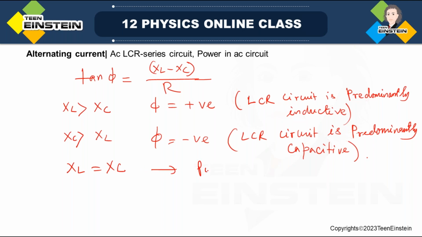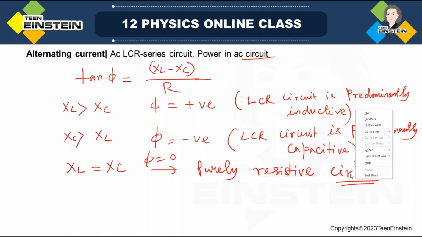One good thing I can tell you, if XC and XL are both the same, then it is a purely resistive circuit. This I'll discuss in the next class, and also power in the AC circuit. When XC is equal to XL, then phi is 0. So it is a purely resistive circuit. That means current and voltage are in the same phase, and here the dissipation of the power will be maximum, all the power will be dissipated through R, and the current in the circuit will be maximum.